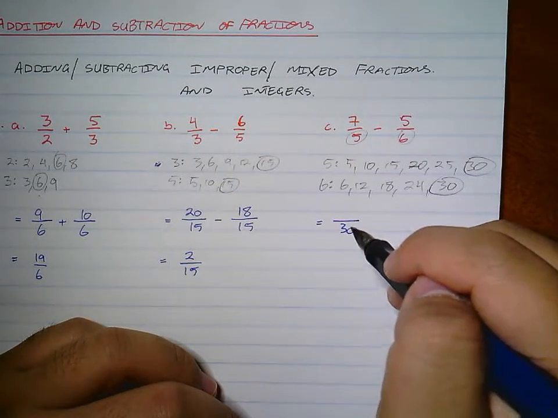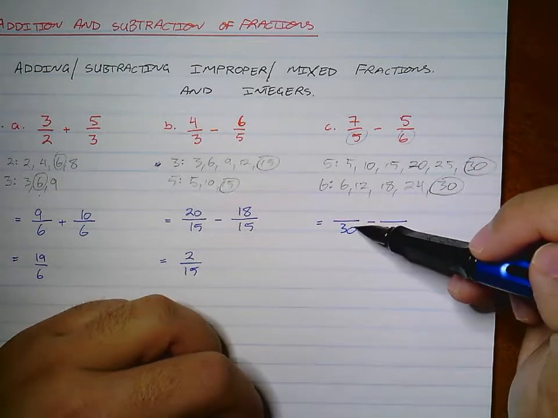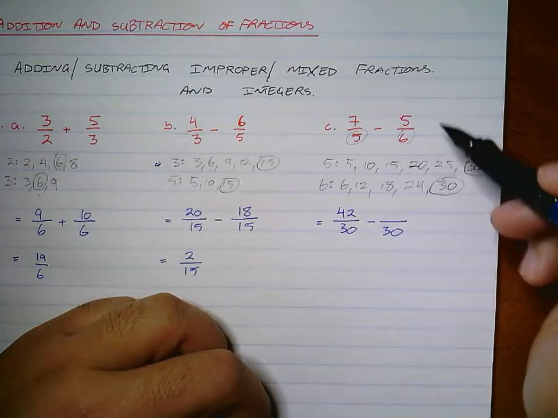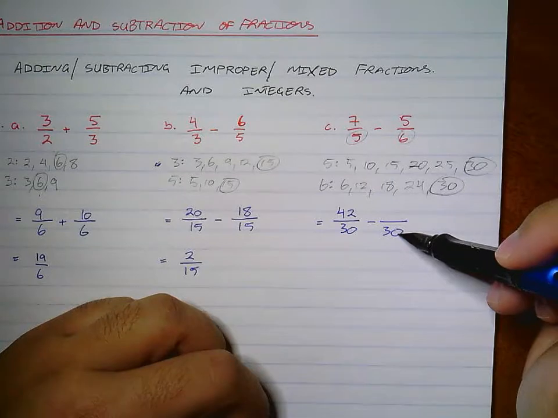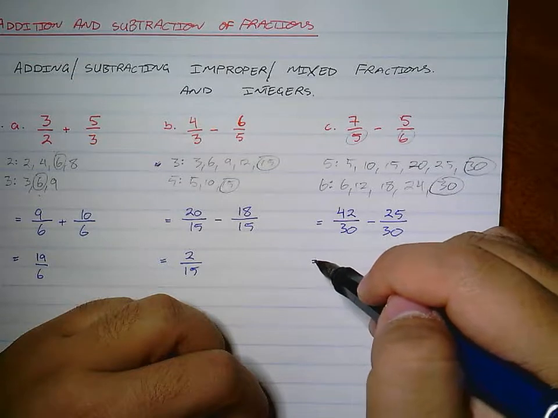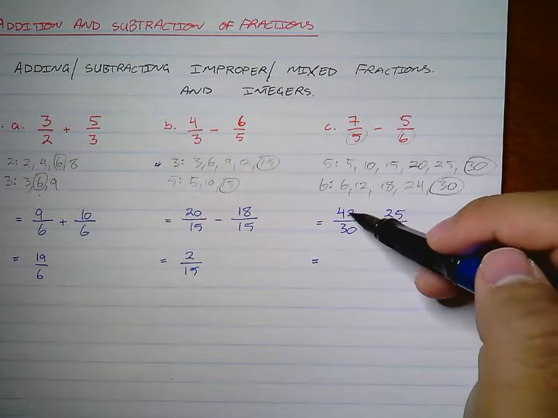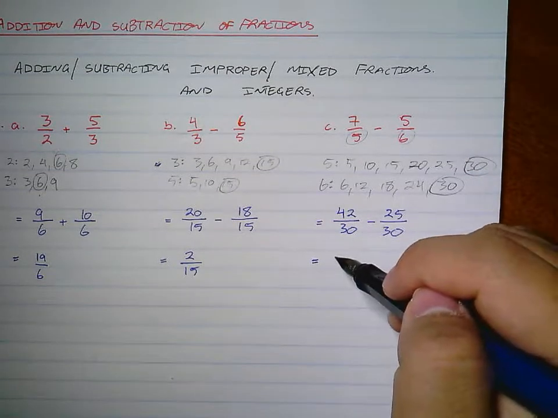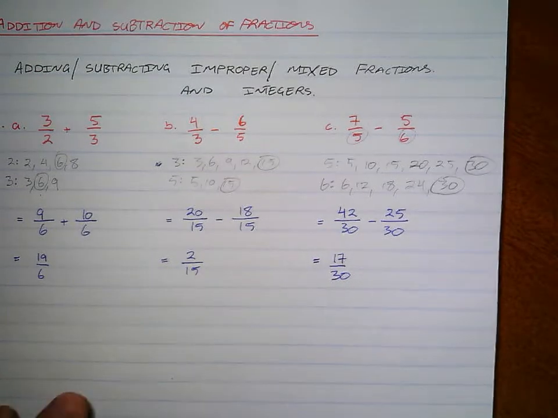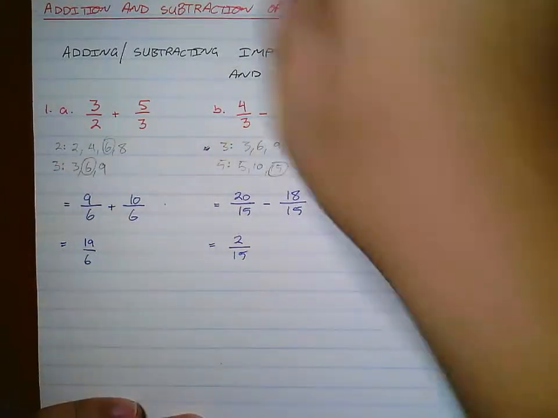So let's put both of these fractions over 30. 5 to become 30, we need 6. So 7 times 6 is 42. 6 to become 30, we multiply by 5. 5 times 5 is 25. 42 take away 25 will give me 17 over 30. So that's where we have two different fractions, one improper.